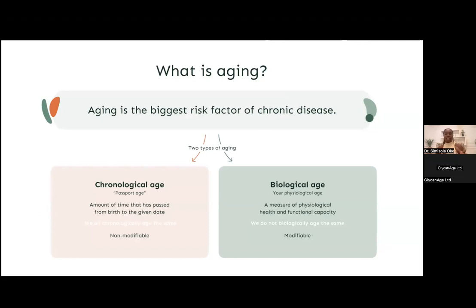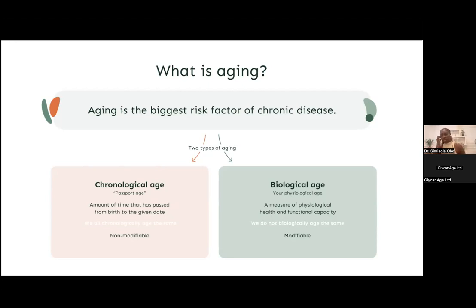When we think about aging, I think we can categorize it into two very distinct types. So you have your chronological age. This is what I like to call your passport age or your driving license age, and that is simply the amount of time that has passed from birth to whatever given date. Most of us age chronologically the same. Whether you want to lie about your age or not, the fact is we're all aging the same when it comes to chronological age, and this is non-modifiable.